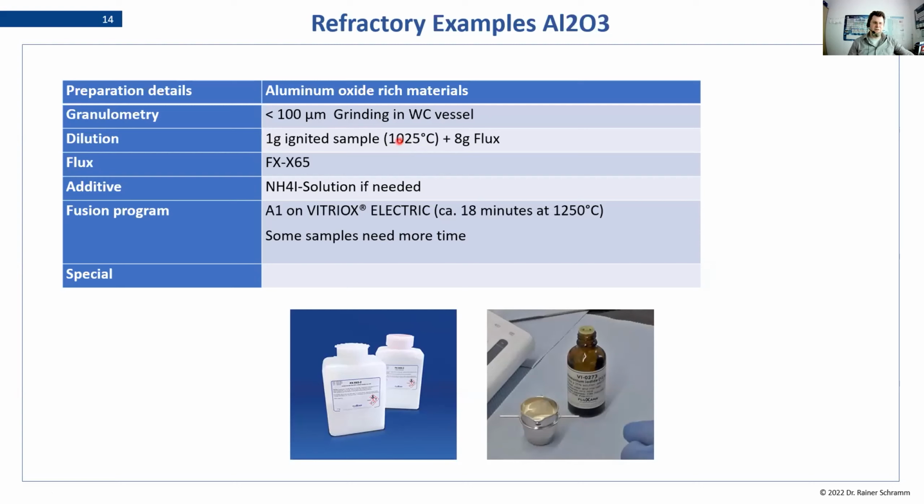And then the fusion program would be A1 on our Vitriox electric, which is roughly 20 minutes at 1250 degrees centigrade. Around 5 minutes of fusion to get it liquid, and then the rest is just agitating and homogenization. And we can adjust those. Some of the standards we found need even longer than that. Again, as I mentioned before, silica and zirconium can be problematic. If we take 1 step back, you can see here, for example, the silica range is up to 100 in this application. So high silica sometimes even needs more time.